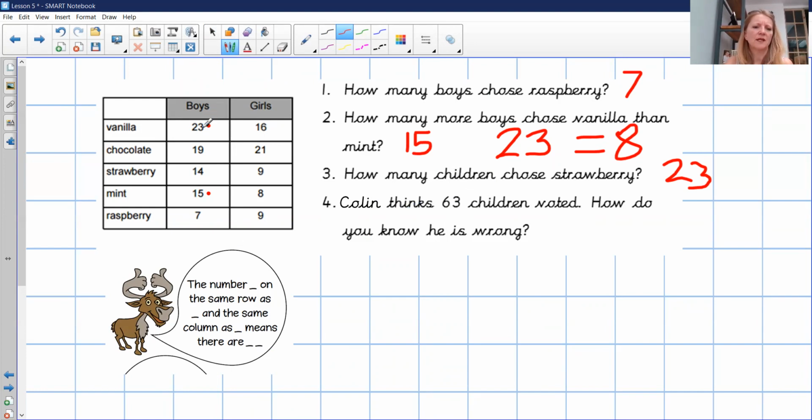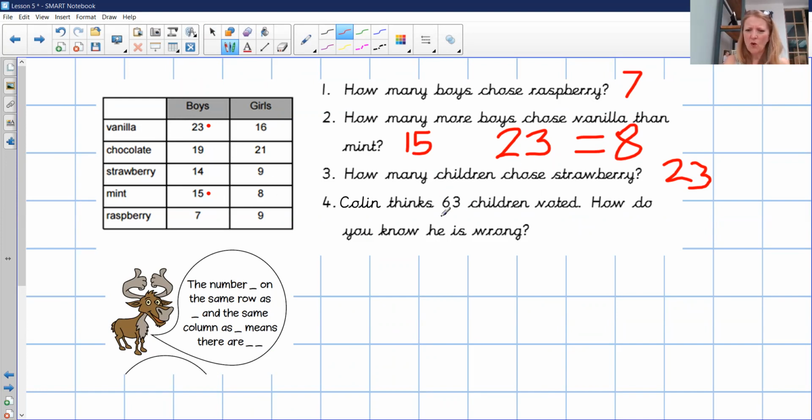So boys, we've got 23 and 19 and 14 and 15 and 7. So 23 and 19, well, I'm going to think that 23 add 19. I'm going to think of 19 as being 20. So 23 add 20 is 43. But then I need to do my little adjustment, don't we? So that would be 42. Add 14 would be 56. Add 15, and I haven't even done the girls yet.